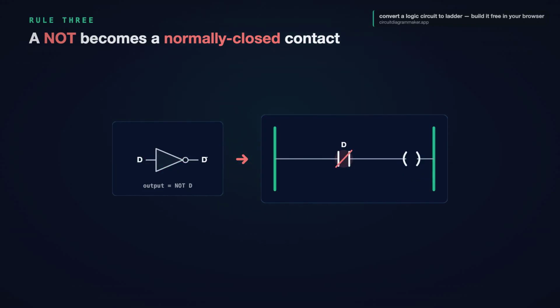A normally open contact passes power when its signal is on. A normally closed contact is the mirror image. It passes power when its signal is off, and it opens up the moment the signal turns on. That is inversion built right into the symbol. So anywhere your logic has a NOT, an input you want to act on when it is off, like a NOT stopped or a guard not open, you reach for a normally closed contact. NOT is normally closed. Rule 3.